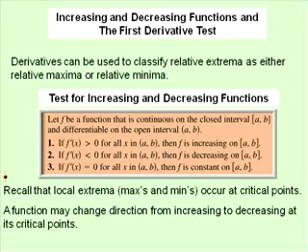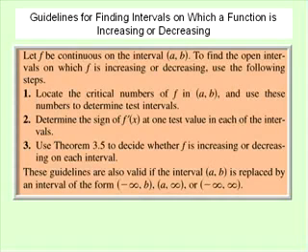Recall that local extrema, maxes and mins, occur at critical points. A function may change direction from increasing to decreasing at its critical points. Here are the guidelines for finding intervals on which a function is increasing or decreasing. If f is continuous on the closed interval from a to b, then to find the open intervals on which f is increasing or decreasing, we will use the following steps.